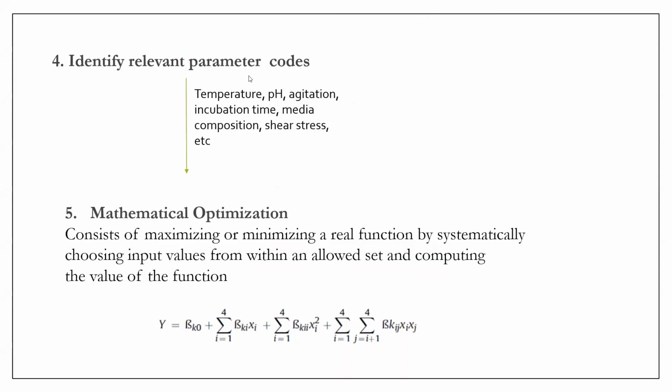So identify relevant parameters, the parameters which normally are considered in biotechnological processes when scaling up: temperature, pH, agitation, incubation time, media composition, shear stress. Normally, shear stress is a very important parameter which needs to be considered. Foaming is also one of the parameters. So these are different types of parameters which we need to analyze as a scale-up engineer or process scientist. And finally, you have to go for optimization, where you compute the value of the functions, maximizing or minimizing depending upon your requirement.